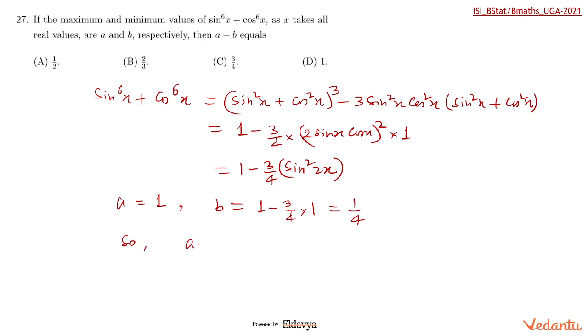So what is a minus b asked is 1 minus 1 by 4, that is 3 by 4. 3 by 4 must be the answer to this question. Option number C is given.